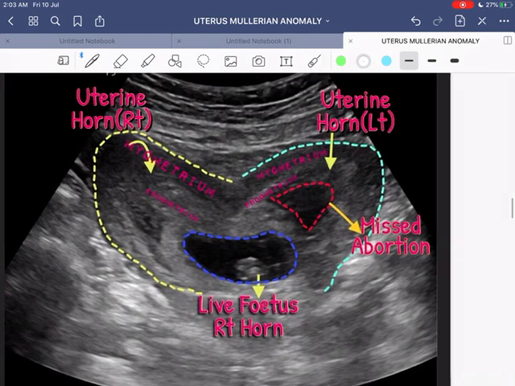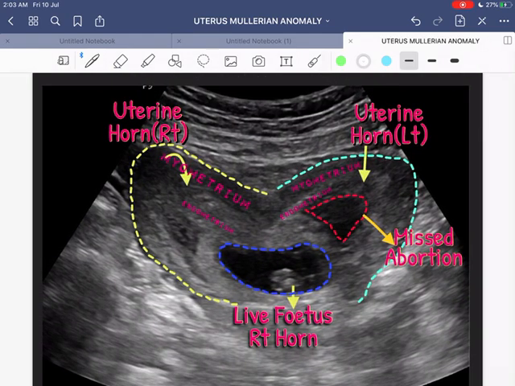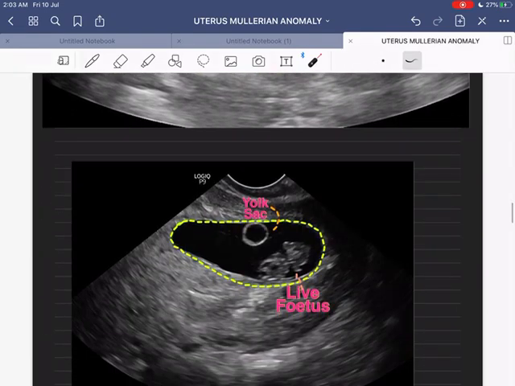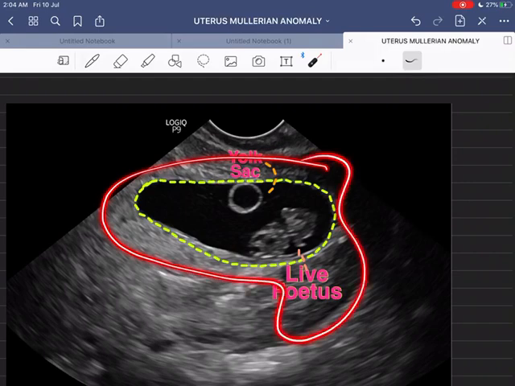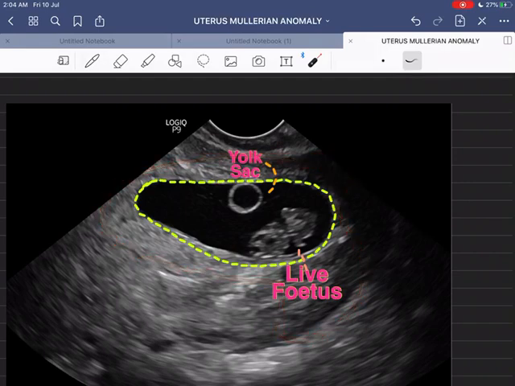This is the annotated image of the case. You can see this is the uterine right horn. This is the uterine left horn, with the fetus present in the uterine right horn, whereas there is the missed abortion in the left horn. This is the right horn with a normal endometrium, a fetus with a yolk sac and a live embryo within it.